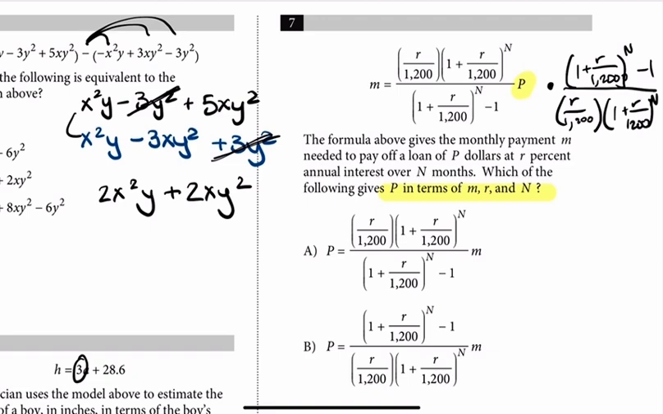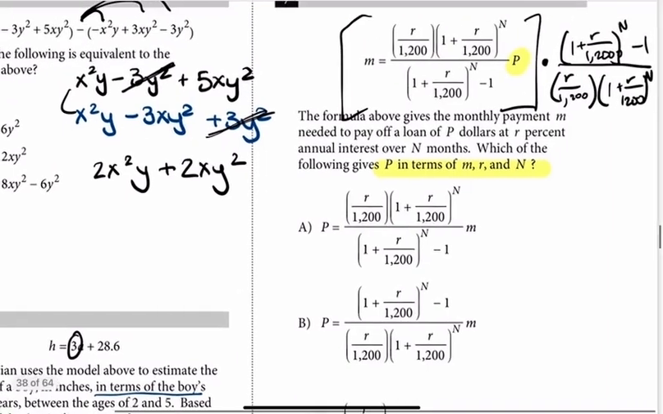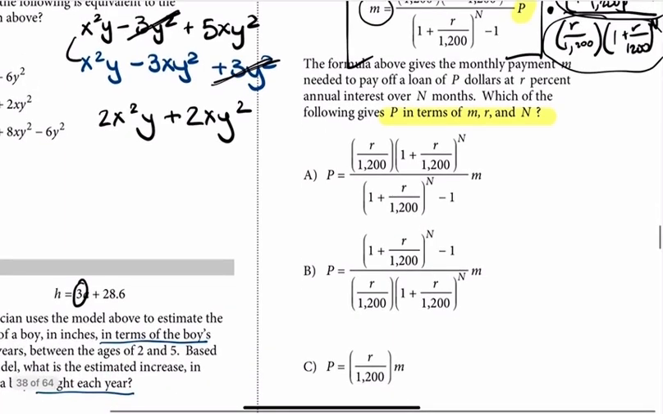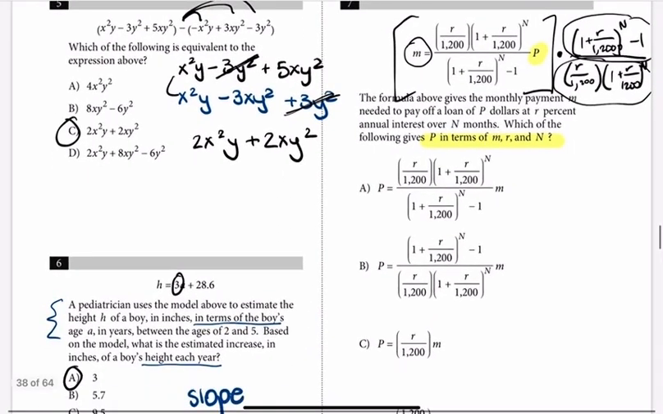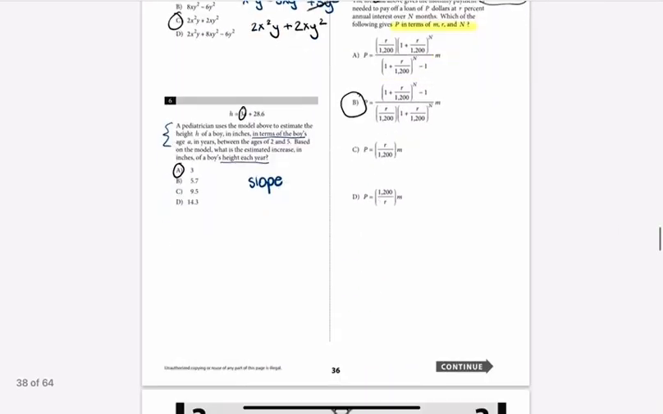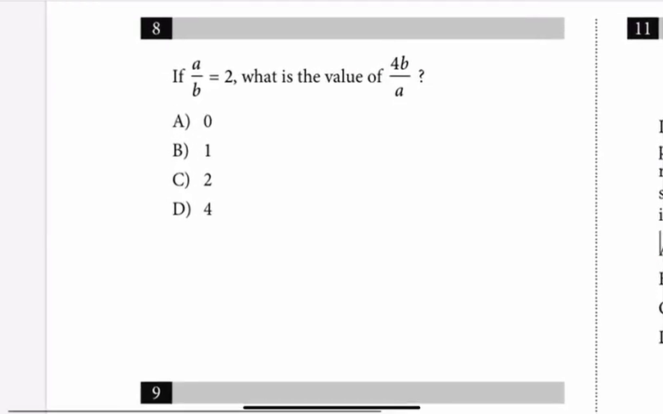So essentially whatever I do to one side, I'm going to do to the other side. So I'm looking for the answer that has this on the top and this on the bottom times the n. And the only answer choice that makes sense there is B. So that would be your answer. Number 8.